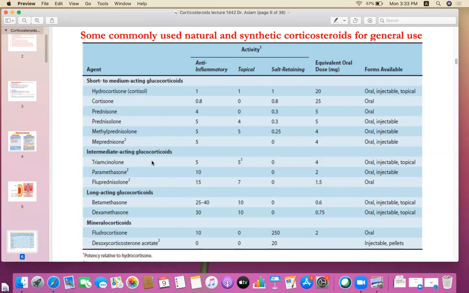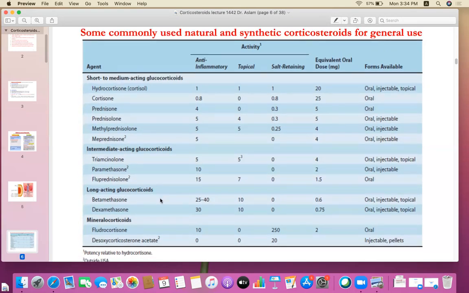Intermediate acting glucocorticoids, we have triamcinolone, paramethasone, and fluprednisolone. What is the anti-inflammatory activity? The most is with the fluprednisolone, which has higher activity with the 15 count, and paramethasone having the anti-inflammatory activity with the 10 count. Long-acting glucocorticoids are betamethasone and dexamethasone.